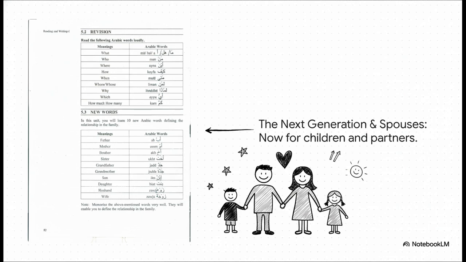Same deal, just repeat after me. For son, it's ibn. Daughter is bint. For husband, we have zauj. And for wife, zoja. And that's it. Just like that, you've got your 10 foundational words.